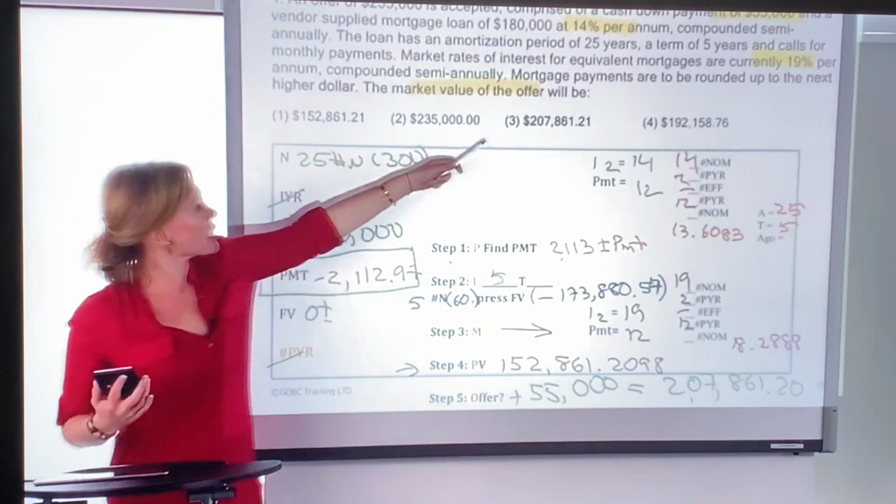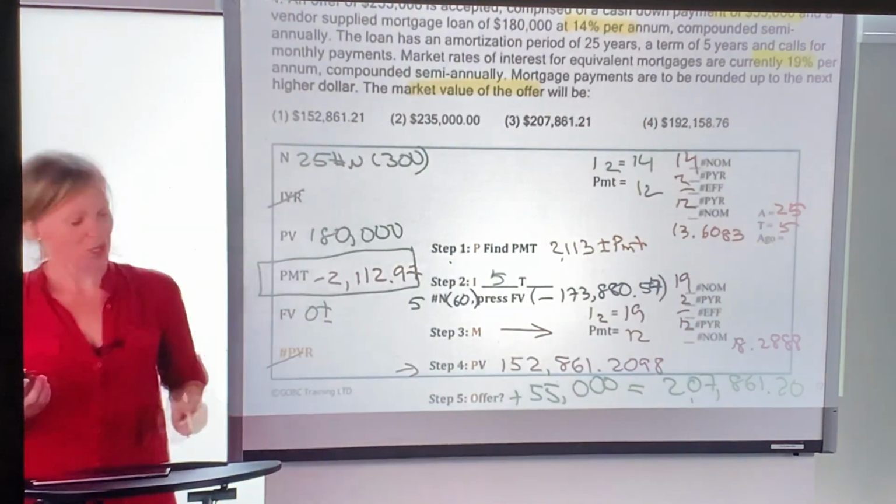207,861.20. Okay, so if I look back at the answers, 207,861.21. Don't worry about the penny. You get the answer. That's all that matters.